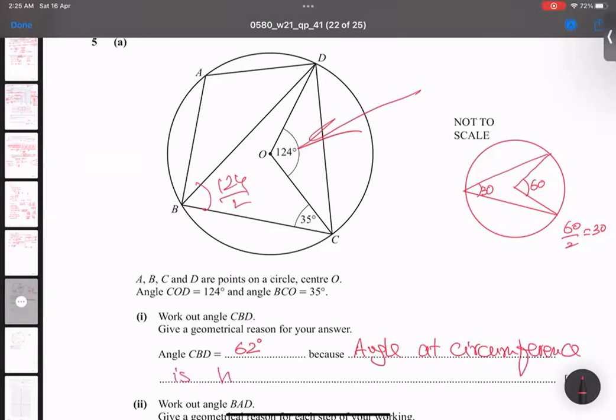is half the angle at the center. This is a formula. Okay. So this point is very, very clear. This is a half, this 30 is half of it.